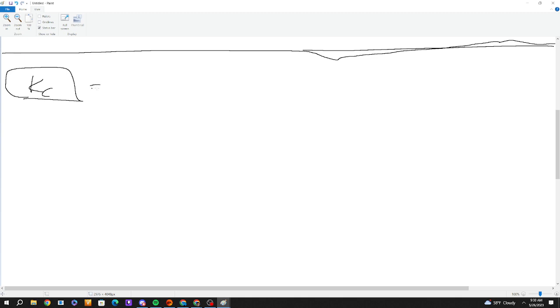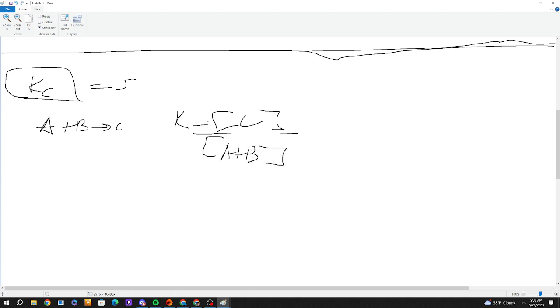And I say my Kc is 5, and it's of A plus B is equal to C. All right? So if that's the case, my K value is going to be C over A plus B. That's the Kc of this. Suppose I were to flip my reaction, where C is going to decompose into A plus B. Well, are you going to have the same equilibrium constant value?